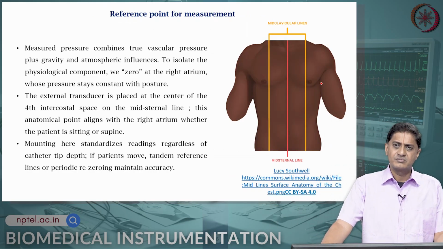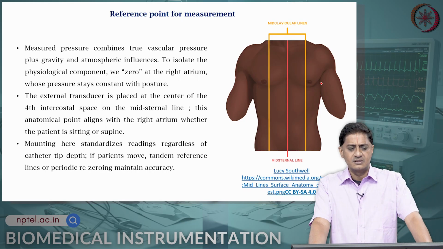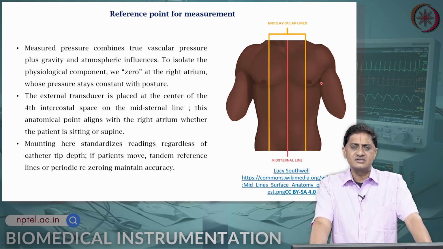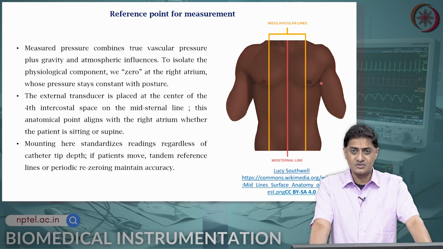The other point of interest is the reference point for measurement. Usually the measured pressure combines true vascular pressure, the pressure of the particular vessel that you are measuring, plus gravity and atmospheric pressure. So, if you are interested in measuring the true physiological component, we need to use the right atrium as the reference, because this pressure stays constant with posture.